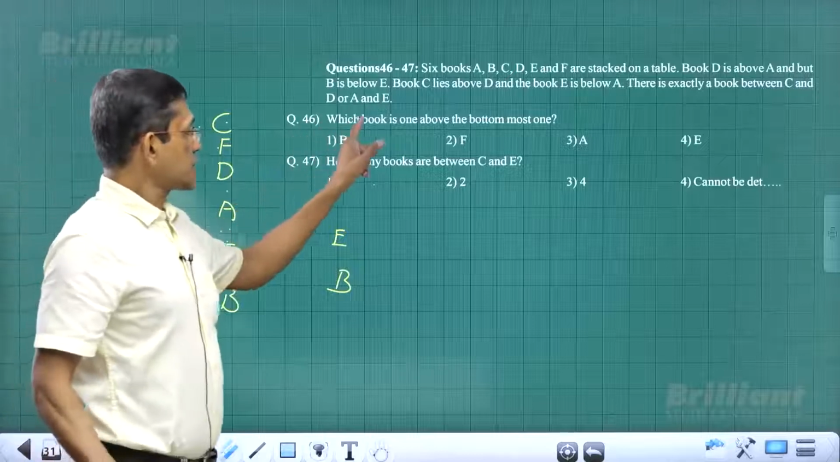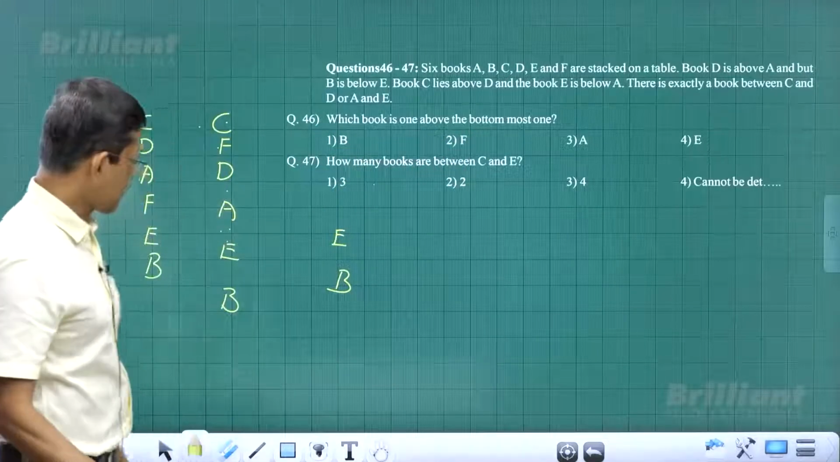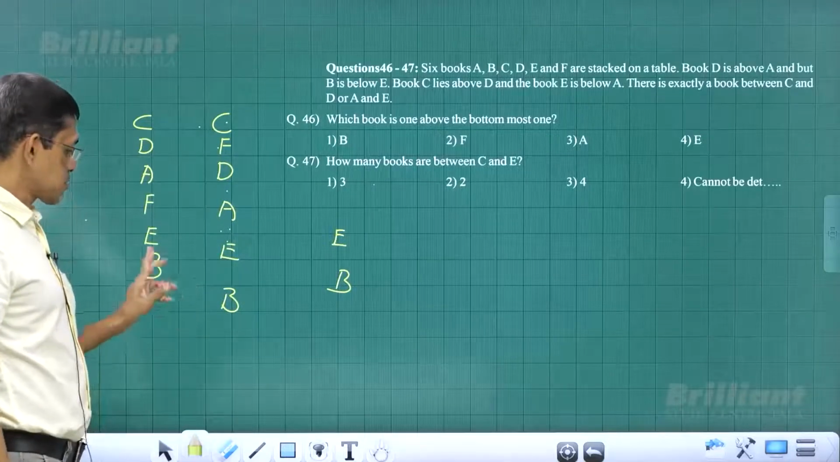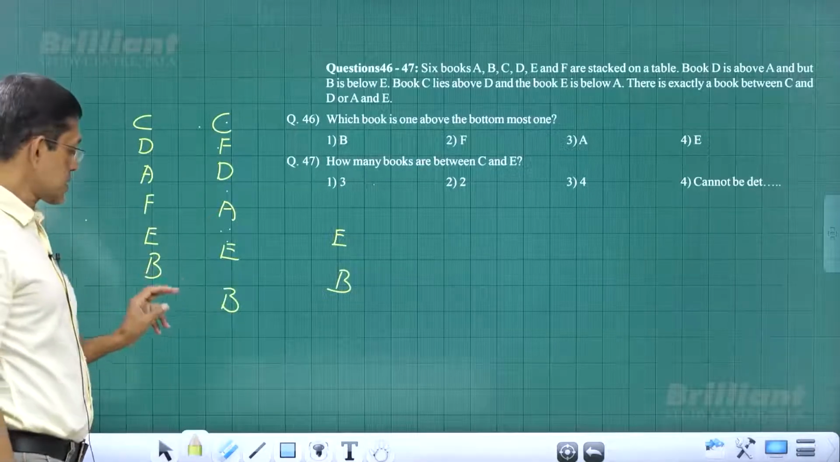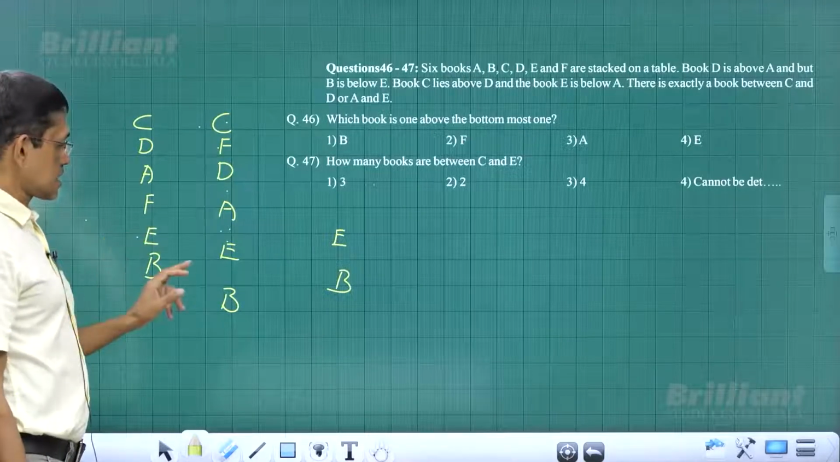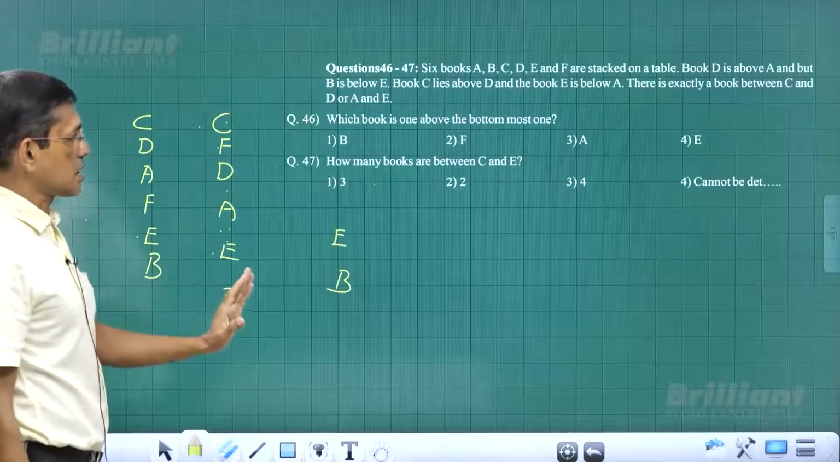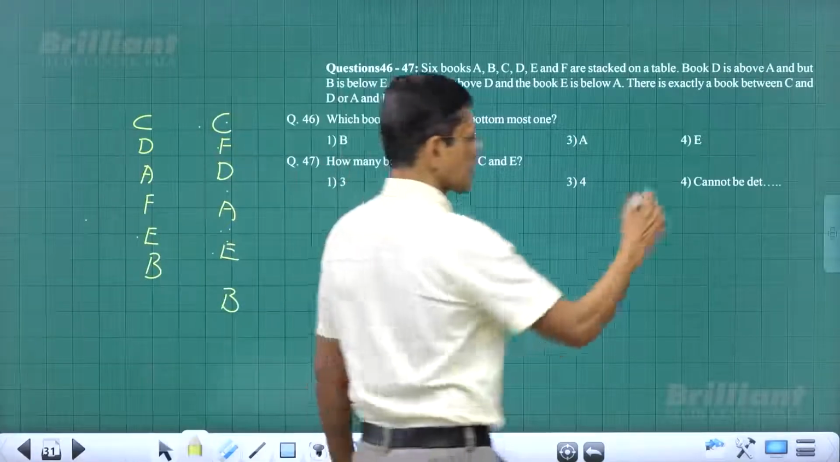Now, question: which book is one above the bottommost one? When we look at both arrangements, the book above the bottommost one is E. In this case, it is E. So, in both arrangements, it's E. So, the answer must be E. There's no confusion at all.